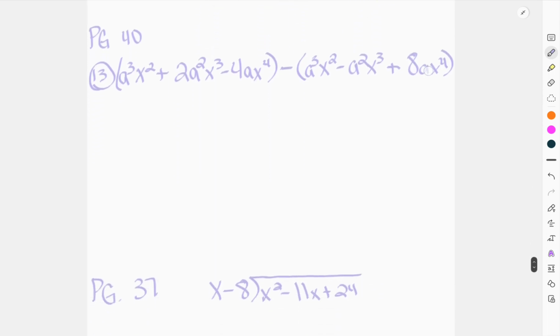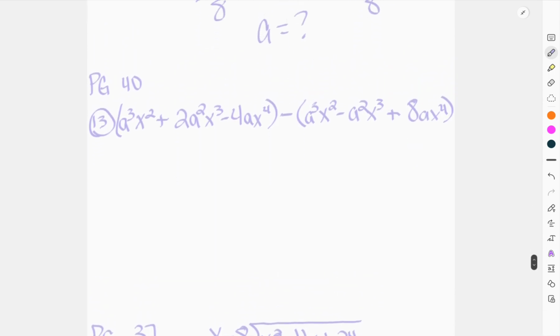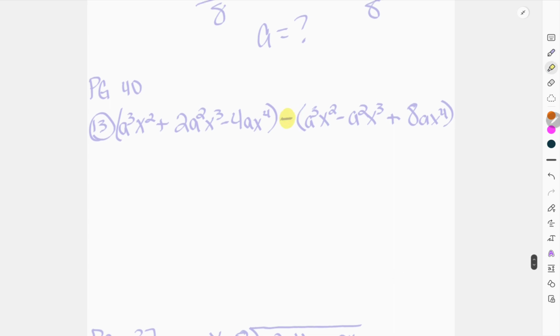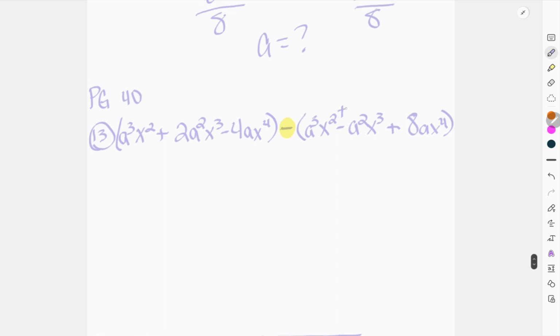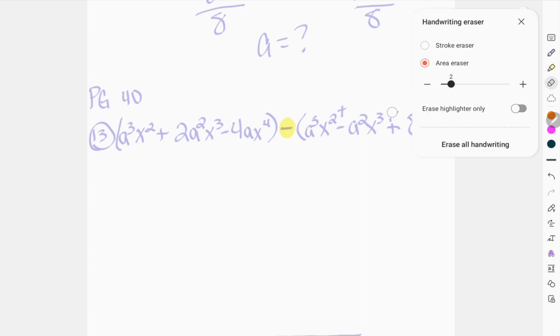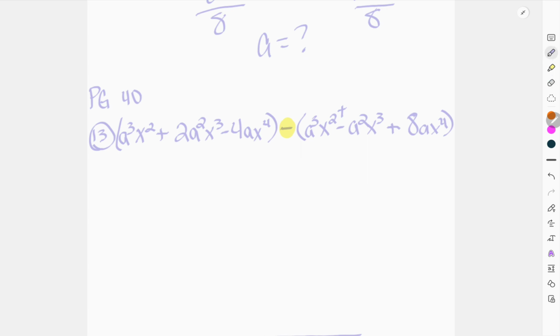All right, so then on page 40, I'm going to do this one where you're subtracting. So when you have this negative sign on the outside of your parentheses, it's going to change the signs of everything on the inside. So that negative becomes a positive. That positive becomes a negative. So that positive becomes a negative. And then this first term is a positive, and it is also going to become a negative.